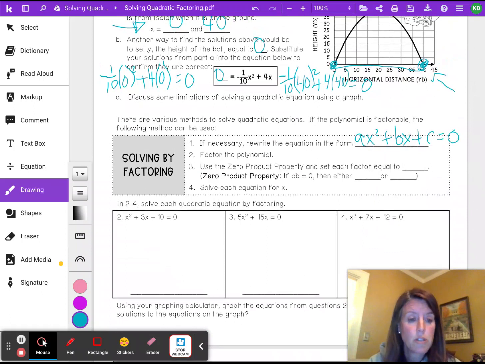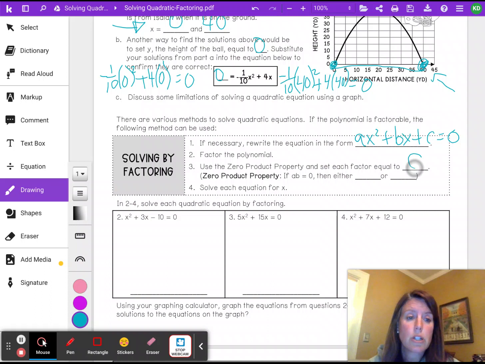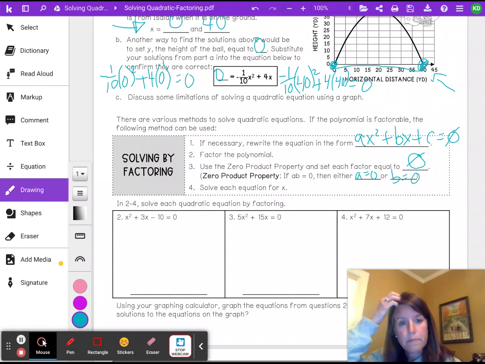And then next you would factor it, like what we did in the last unit. And then use the zero product property to set each factor equal to 0. Once you have factored it out, each one of those sets of parentheses, you're going to make equal to 0, and then you're going to solve. So the zero product property, if you all remember this, means that if two numbers, if we multiply them together and get 0, then either A equals 0 or B equals 0. One of those numbers has to be 0, okay? And then just solve for x.